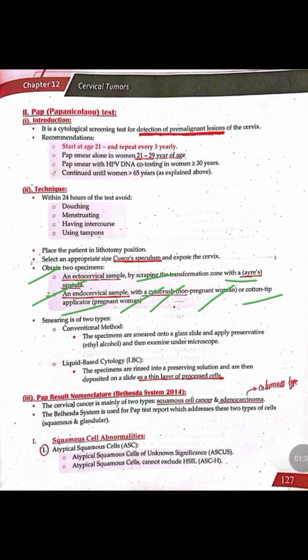And the smearing methods include two types. First one is the conventional method, and second one is liquid-based cytology. In the conventional method, the specimen obtained is smeared on a glass slide, and then we apply a preservative agent, that is ethyl alcohol, on it, and then examine the smear under the microscope. Second one is liquid-based cytology. In liquid-based cytology, the specimen obtained is rinsed into a preserving solution, that is ethyl alcohol, and then deposited on a slide as a thin layer of processed cells.